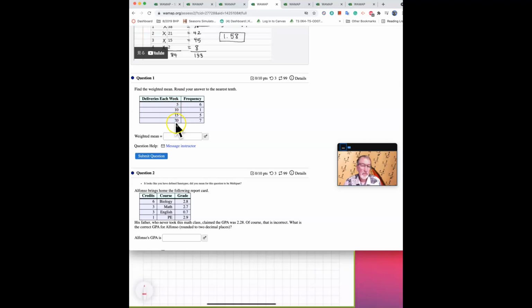So for a simple mean or average, we would just add up these 4 numbers and divide them by 4. But because we have a frequency number here, this says how many times that happened. So we have to take the equivalent of 6 weeks with 5, 1 week with 10, 5 weeks with 15, and 7 weeks with 20, so that we get the total number of weeks. So we have to multiply these together. So let's take a look at how that looks on the tablet.